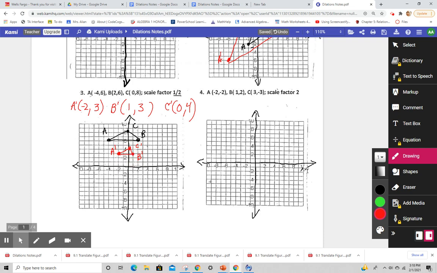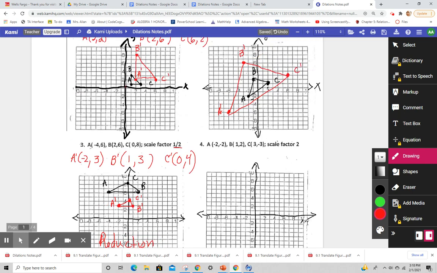So we've dilated this by a scale factor of 1/2, so we have reduced the original. So this is a reduction of the original. The previous two were enlargements. This is an enlargement. So is this.